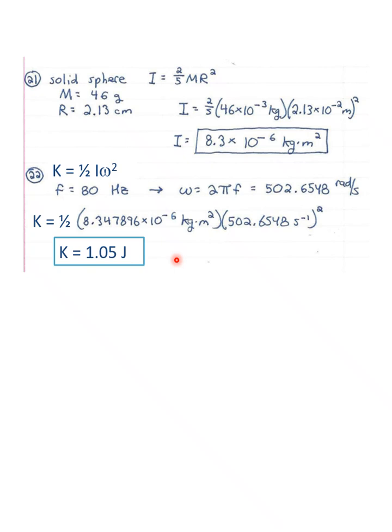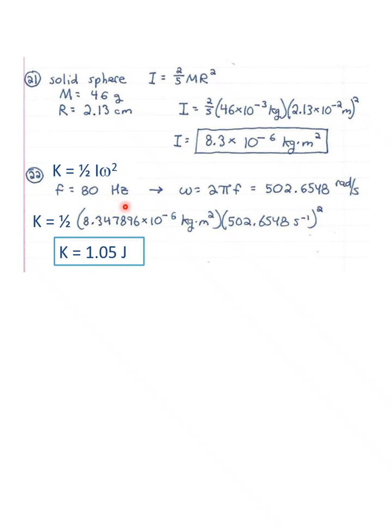And you look at my answer, and if you plug my numbers into the calculator, you get 1.05 joules, which would round up to 1.1. And 1.1 joules is not given as an answer in the book. Well, the reason I think that the book came up with an answer of 1.0 joules, it's just a little off from what I got, is I think that the author of the book took the rotational inertia from number 21, the answer that was 8.3 times 10 to the negative 6, and that's a rounded off value, and plugged it in for number 22 and got a lower value because it's not 8.3, it's 8.347896.